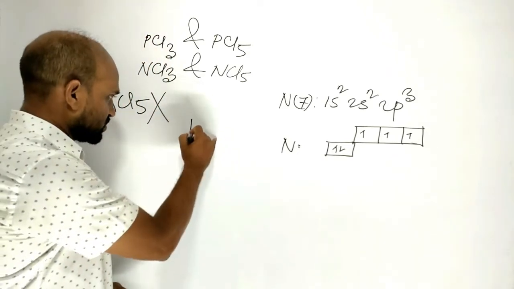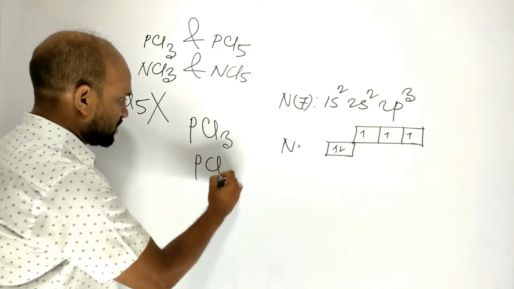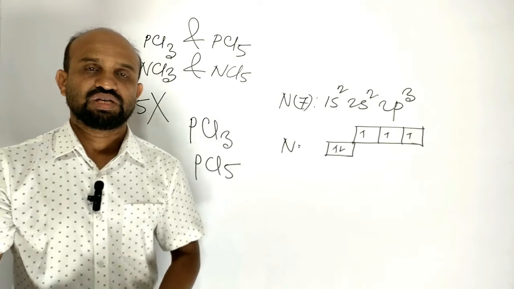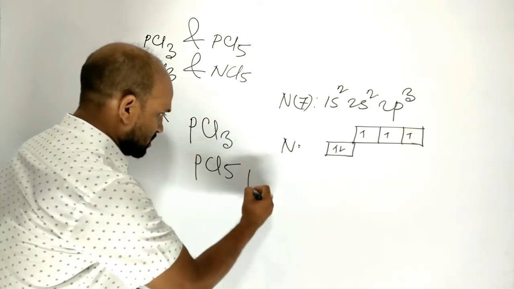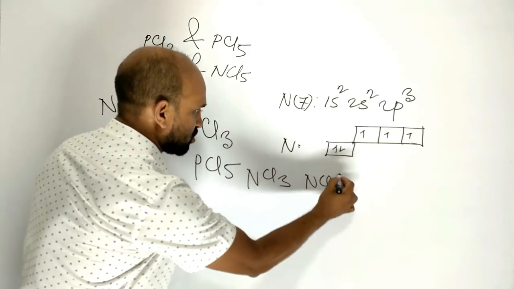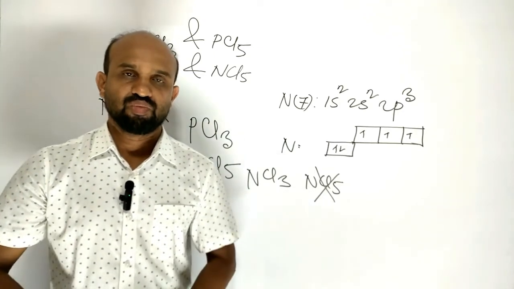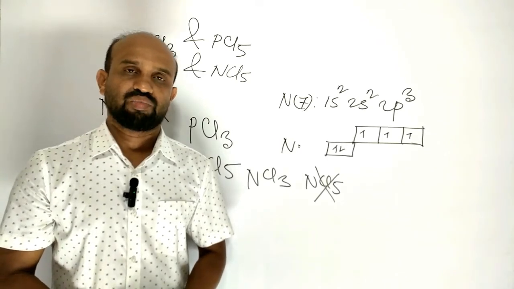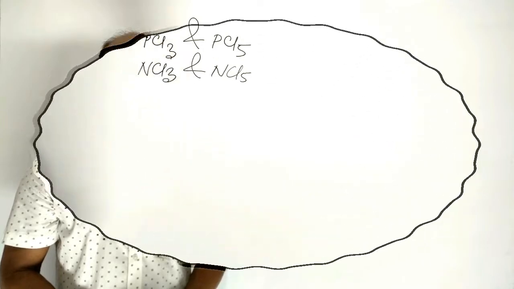So phosphorus trichloride and phosphorus pentachloride are formed because phosphorus uses vacant d orbitals. Nitrogen trichloride is formed, but nitrogen pentachloride is not formed because nitrogen has no vacant d orbitals and there is no chance to increase the number of unpaired electrons using d orbitals.